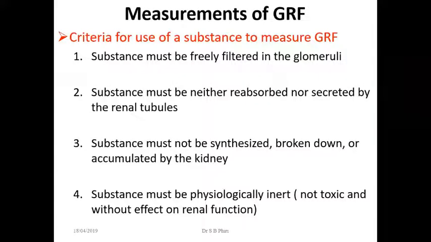So what are the substances that you can use? I said you can't just pick any substance. You need a substance that will at least meet the requirements for it to be used. So the criteria for use of a substance to measure glomerular filtration rate, what are you looking for from these substances? The first one, of course, is that the substance must be freely filtered in the glomeruli, not plasma proteins that are not filtered. Because what you're interested in here is to estimate the glomerular filtration rate, you need a substance that can freely be filtered by the glomeruli.